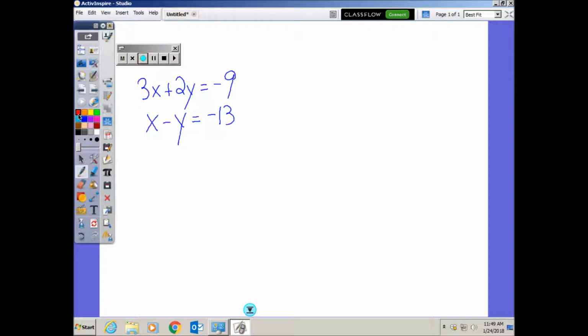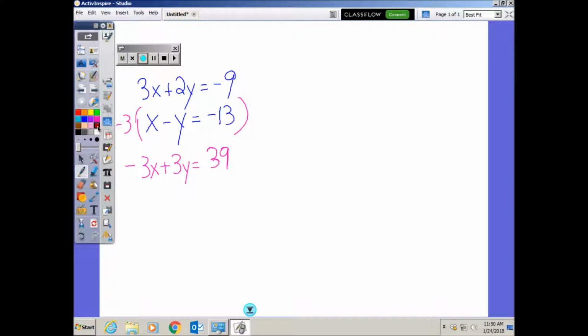Okay? Since I did the y's last problem, I'm going to do the x's here. I want these to be opposite, so I need to multiply by negative 3. So that gives me negative 3x. Negative 3 times negative y is positive 3y. And negative 3 times negative 13 is positive 39. Okay?